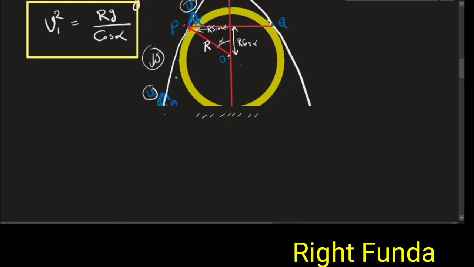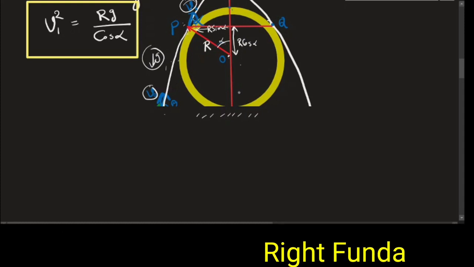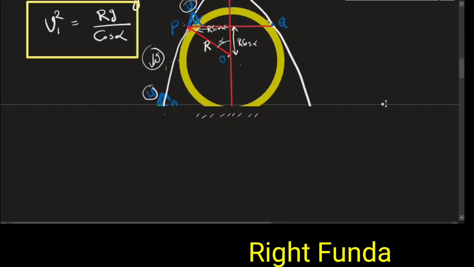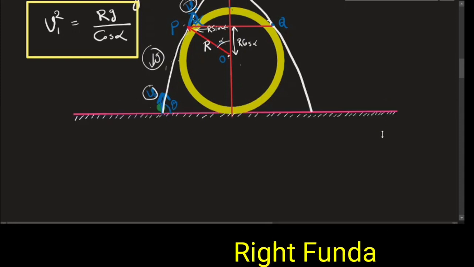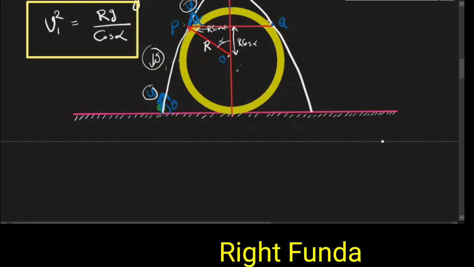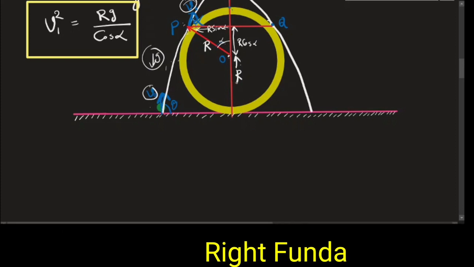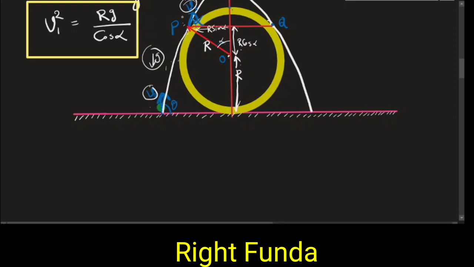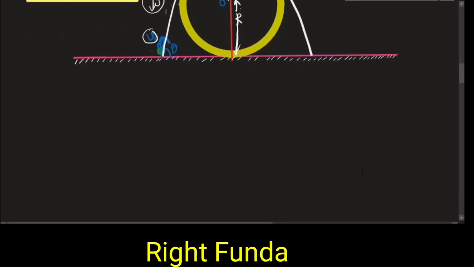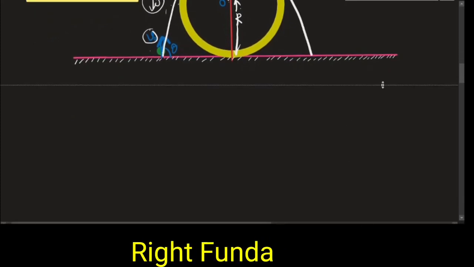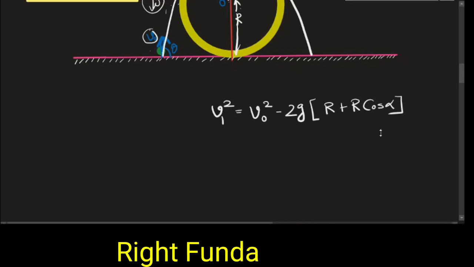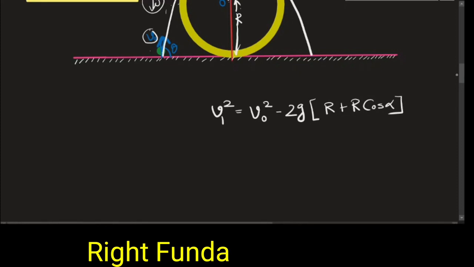So what is the displacement? Which displacement is important to us? The vertical displacement, because for the other displacement there is no need to figure it out. So what is the displacement as it moves from here to here? This is R, from here to here is R, and here to here is R cos alpha. So vertically it has traveled R plus R cos alpha. So the equation that we will write right now is final velocity square, V1 square, is equal to V0 square minus 2 g s, where the displacement is R plus R cos alpha.